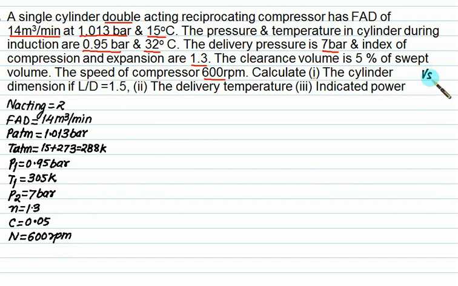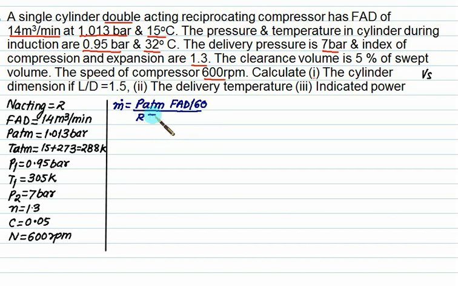So to calculate the cylinder dimension, we must know Vs. We want to find out the delivery temperature, that equals T2, and the indicated power, W dot. We first calculate m dot using the relation of FAD, which is given by P atmospheric multiplied by FAD divided by 60, to convert from meter cube per minute to meter cube per second, divided by R, the gas constant 287, multiplied by T atmospheric.